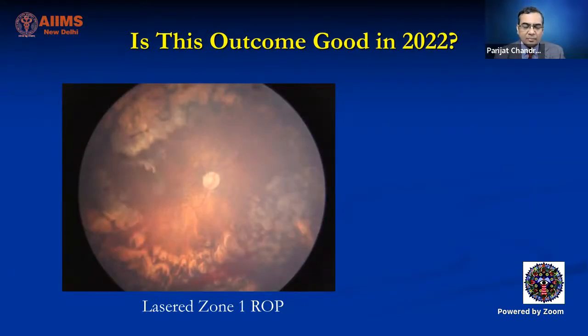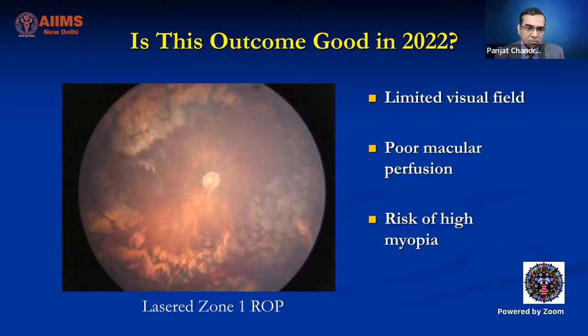So laser in APROP, or AROP as it is now called, we used to do a lot 5-7 years back, because that was the primary mode of treatment available to us. And this is what it looked like. Had you shown me this photo 5 years back, I would have been very happy that APROP has gone away, that someone has done a very nice laser, and the disease has regressed. We are very happy that we were able to control that and it did not go into stage 4 or 5.